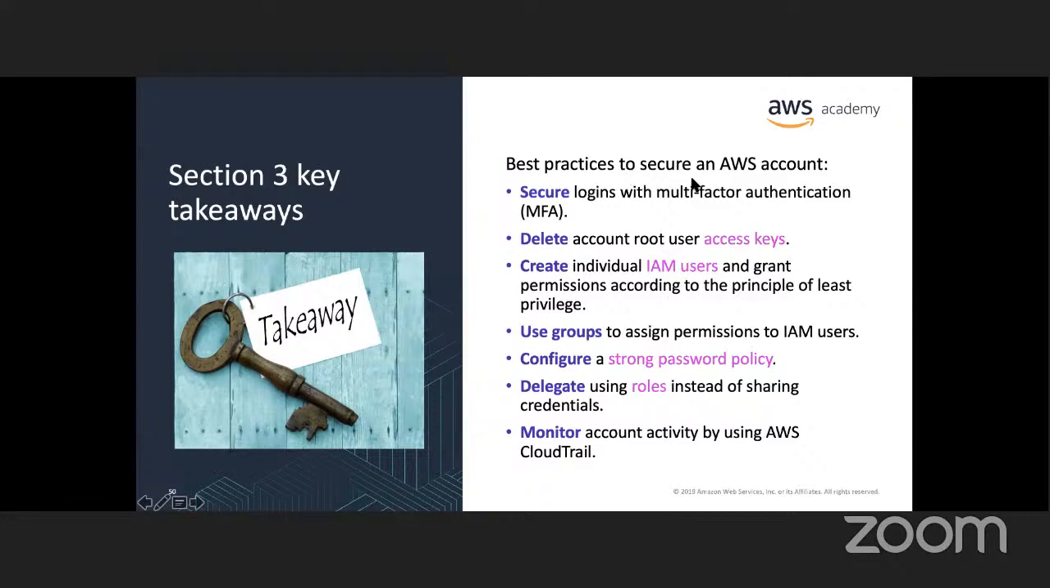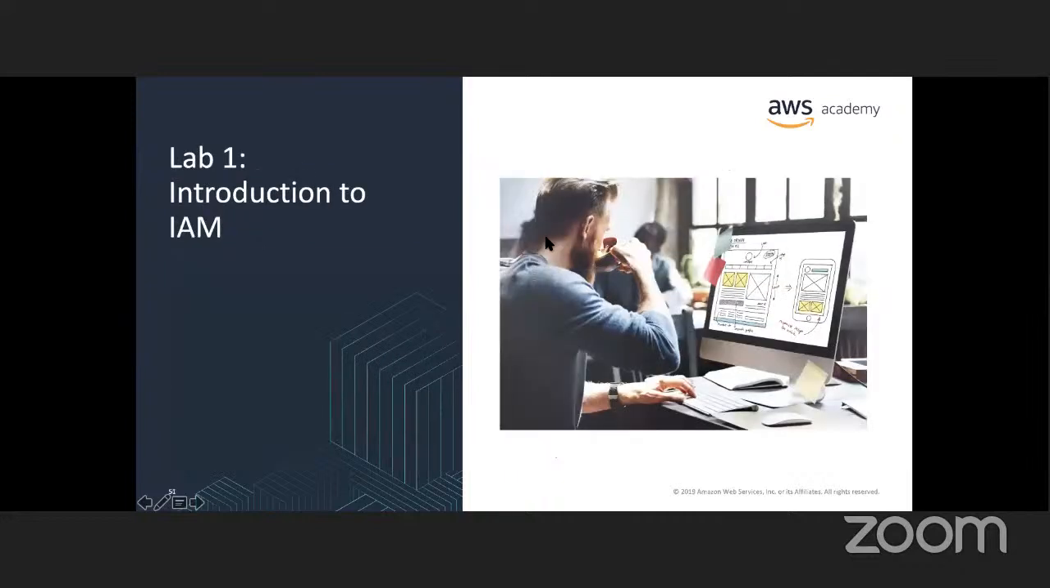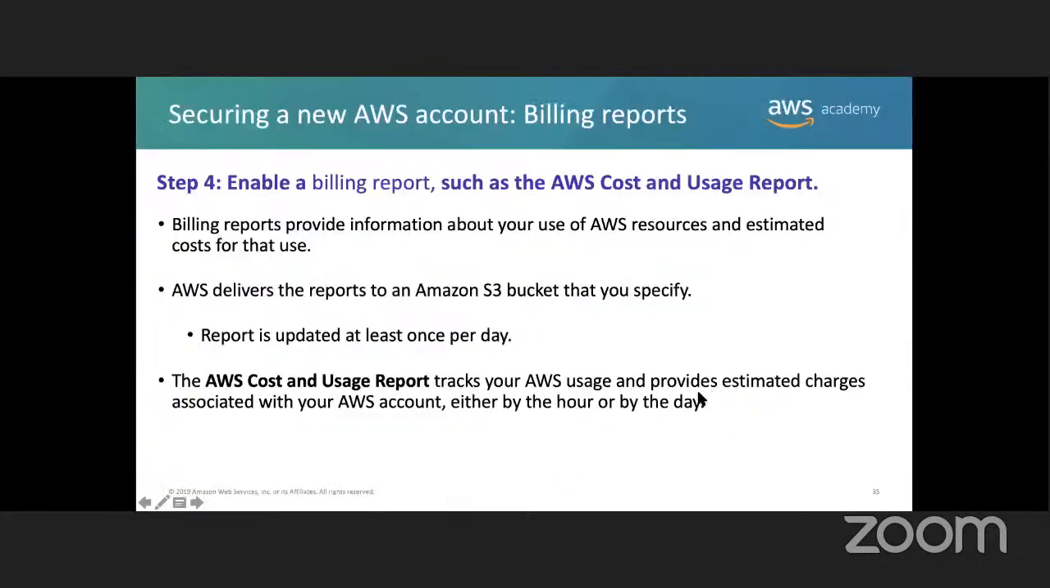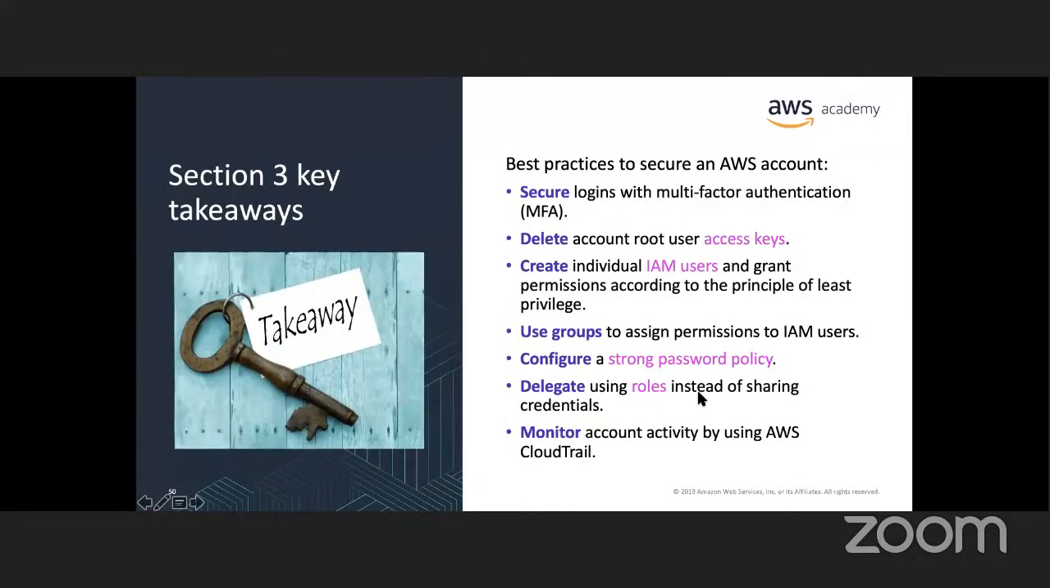Best practices to use to secure an AWS account. Secure logins with multi-factor authentication, MFA. Delete account root user access keys, create individual IAM users and grant permissions according to the principle of least privilege, use groups to assign permissions to IAM users, configure a strong password policy, delegate users roles instead of sharing credentials, and monitor account activity by using AWS CloudTrail.